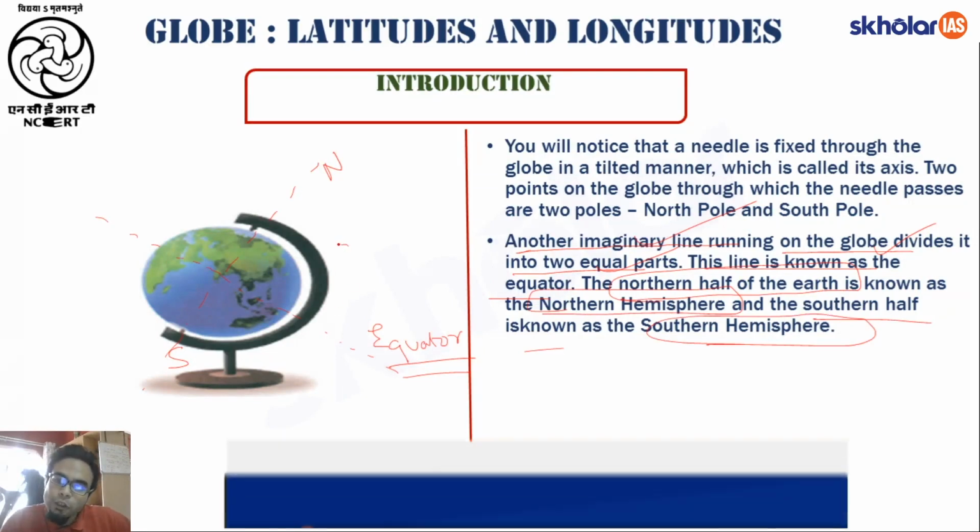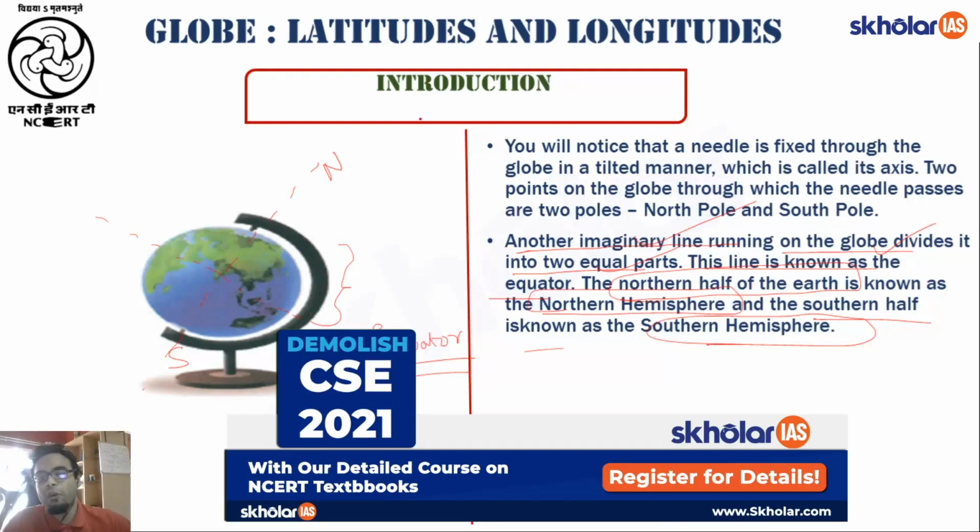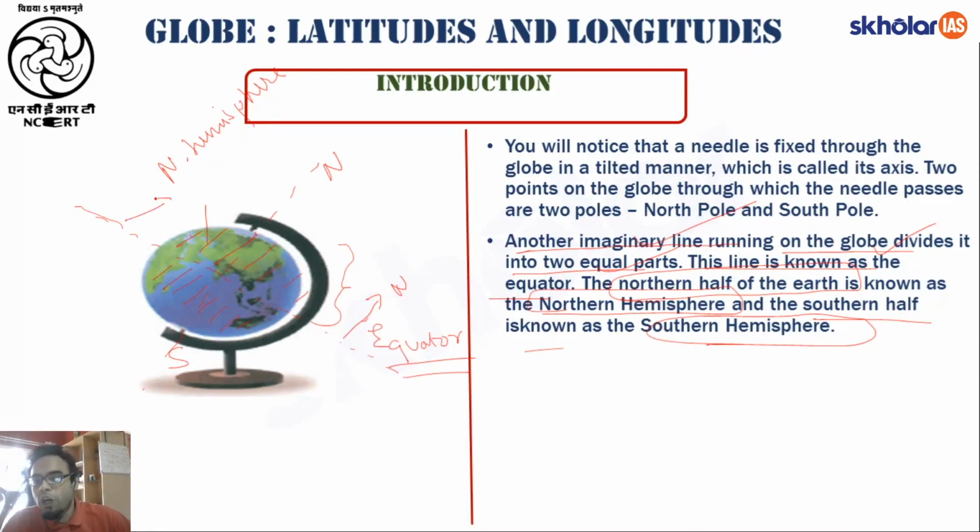So this portion that you see here, which is present to the north of the equator, is called the northern hemisphere, and the portion of the earth which is found to the south of the equator, right? See, this imaginary line is called the equator. To the north we have the northern hemisphere, and to the south, this portion that you see here is called the southern hemisphere.